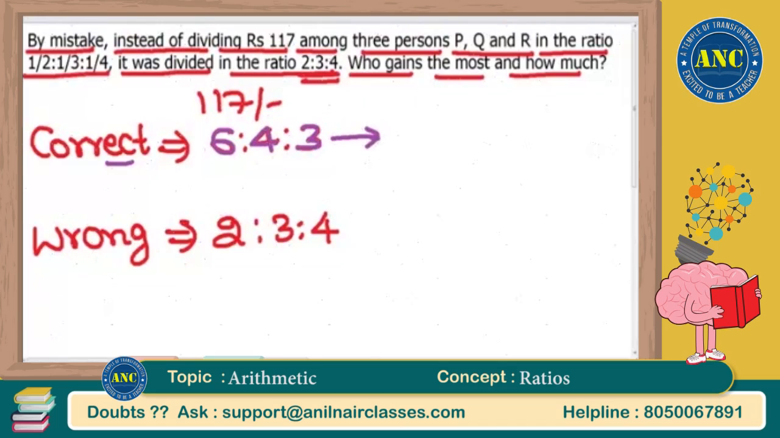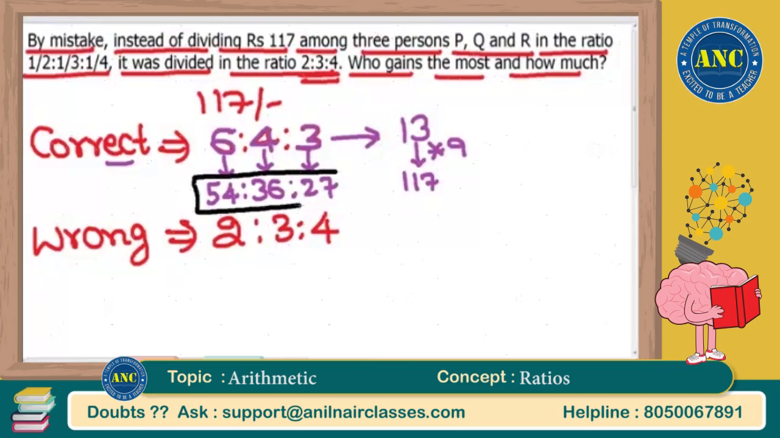According to ratio, total money that they are getting is 6 plus 4, 10, 10 plus 3, 13. According to question, total money is 117. 13 into 9 is 117. 6 into 9 is 54. 4 into 9 is 36. 3 into 9 is 27. That means this is the correct way of division actually.